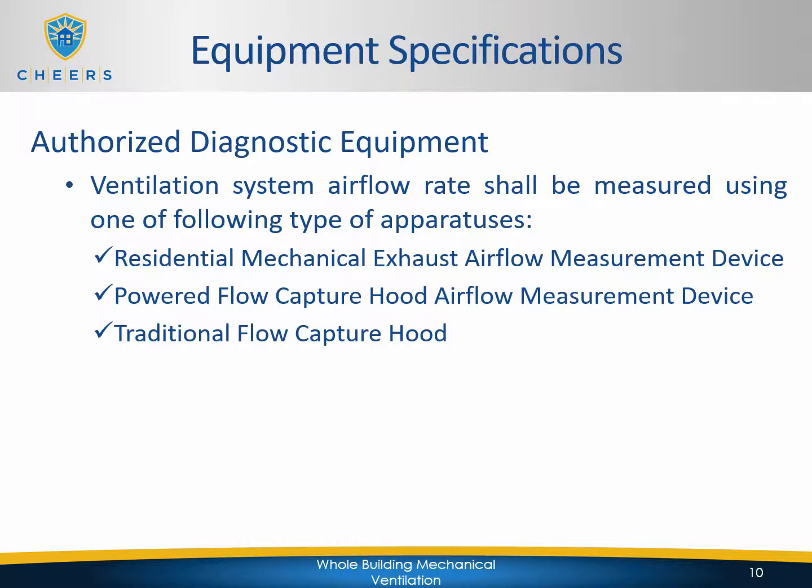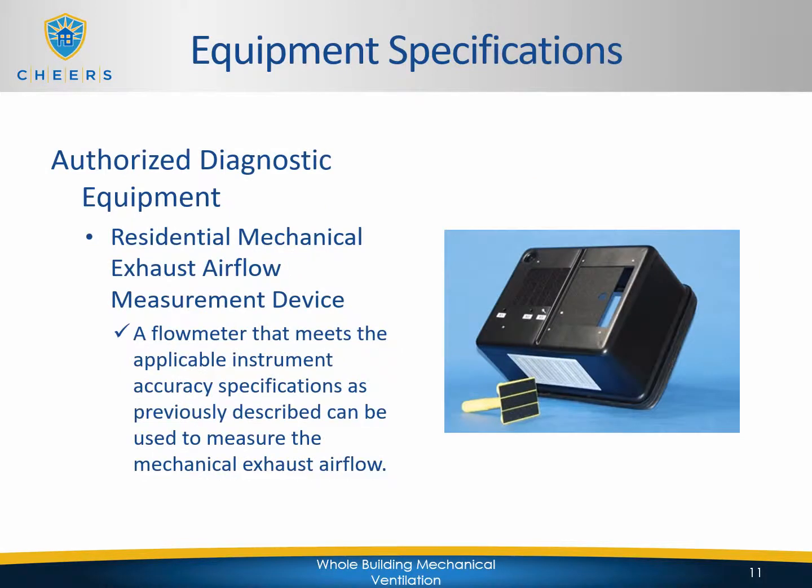Ventilation system airflow rate shall be measured using one of the following type of apparatuses, and we talked about these in a couple of slides before with the pictures that you saw. You can use a residential mechanical exhaust airflow measurement device, a power flow capture hood airflow measurement device, or a traditional flow capture hood. Let's talk about the exhaust airflow measurement device. A flow meter that meets the applicable instrument's accuracy specifications as previously described can be used to measure the mechanical exhaust airflow. And on the right hand side you'll see a picture of an exhaust fan flow box, which is used in combination with a regular manometer, same as the manometers that you use in the duct blaster or the blower door.